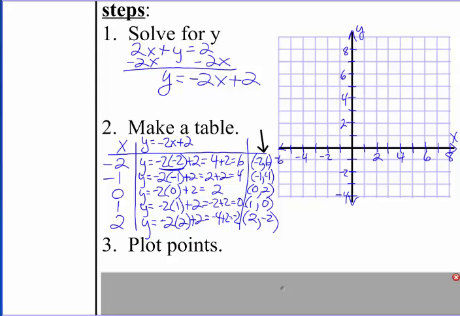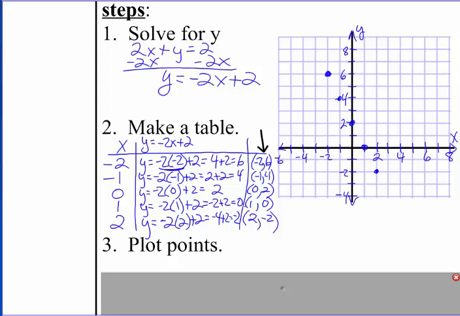All right, so then we start plotting our points. So -2, 6. Remember the -2 is first, so you go to the left. Then the 6 is second, so then you go up to the 6. Next is -1, 4, 0, 2, 1, 0, and 2, -2.